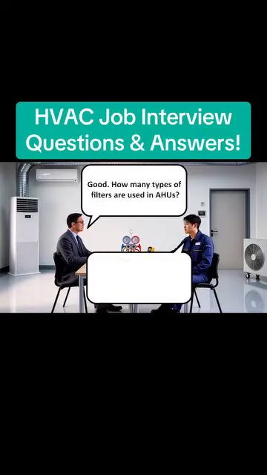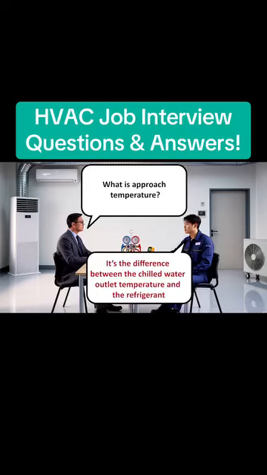Good. How many types of filters are used in AHUs? Usually two, pre-filters and fine filters. What is approach temperature? It's the difference between the chilled water outlet temperature and the refrigerant evaporating temperature. It helps to check chiller performance.